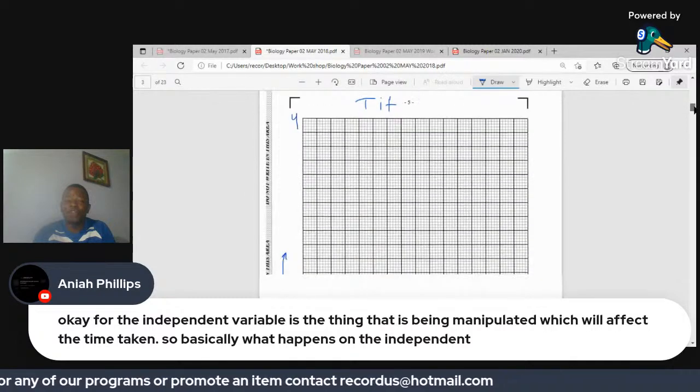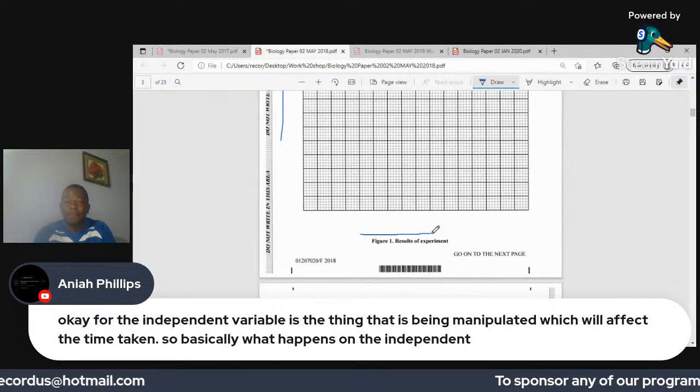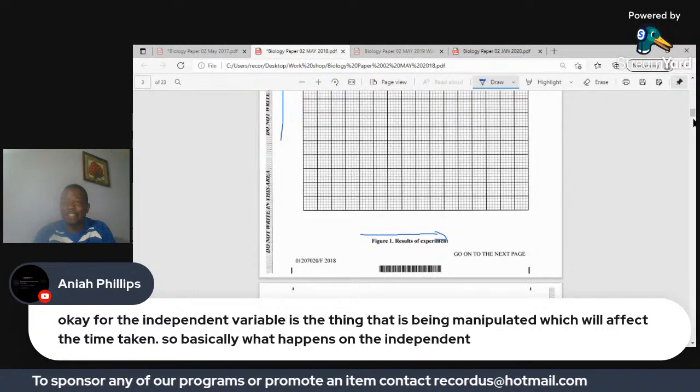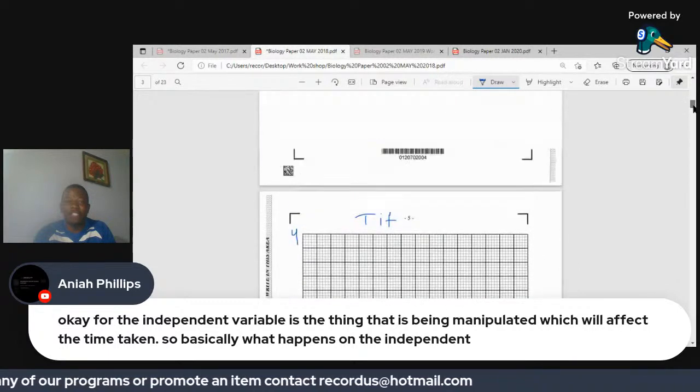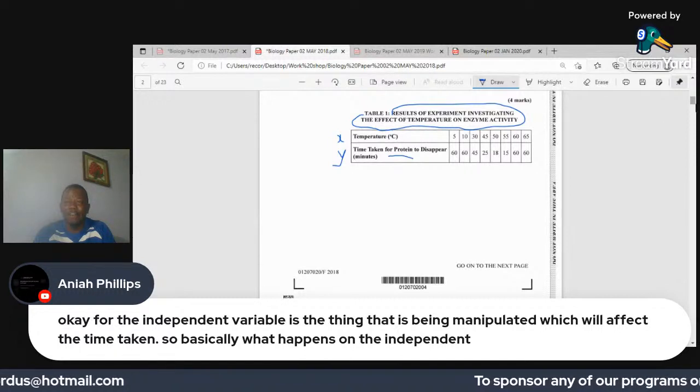Now, the same is true for the x-axis. Now your graph would have had a title already. Here's your title for the graph. Directional line, and again, we are going to name this axis. So the name of this axis is going to be temperature, and the unit is degrees Celsius. So you're going to write it in nicely there.